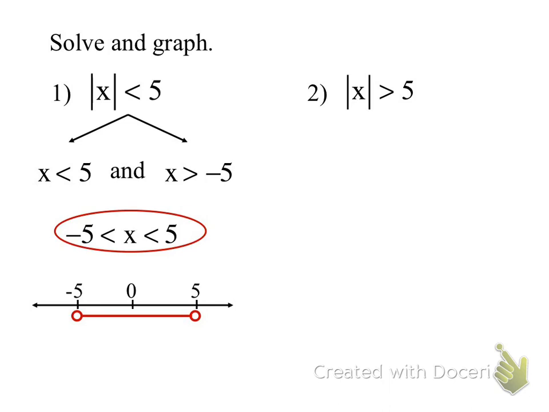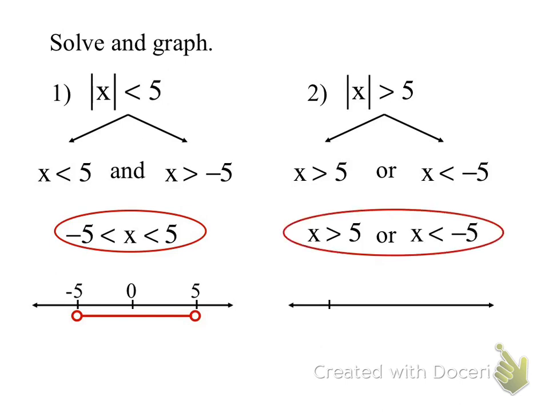Okay, so the next one, is this an and or an or statement? Or, because greater than or less than is touching. So I'm going to start with the first one. How's it going to read? Savannah? X is greater than 5, or x is less than negative 5. Perfect. Now, can I write this as an in-between statement? No, I have to go right to the graphing.